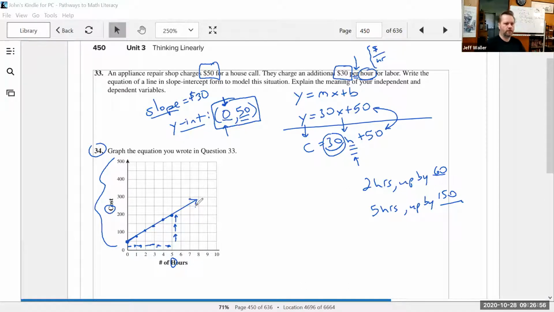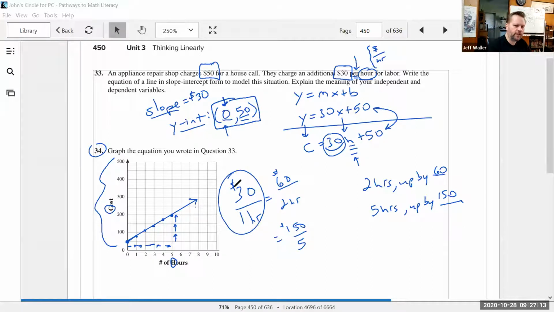So that's the thing. If the slope is $30 every hour, that's the slope here, right? That means it's also $60 every 2 hours. It's also $150 every 5 hours. So it's kind of like if I take steps, I could take small steps or I could take big steps, but I'm going to still get to the same line. If I take a small step, or 2 small steps, or 5 small steps, it's the same as taking 1 big step. I don't know if that made any sense.